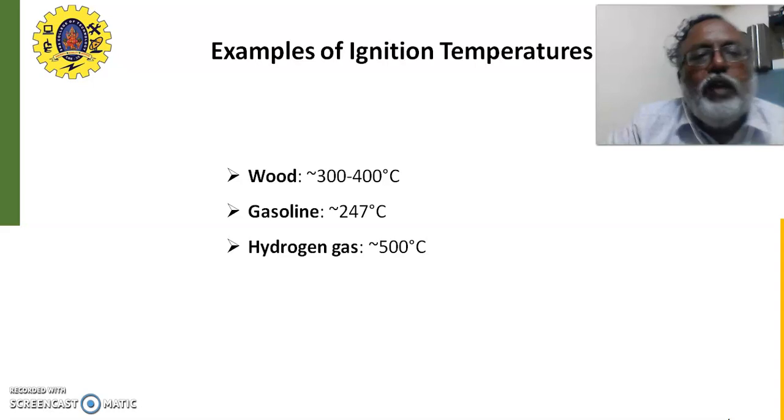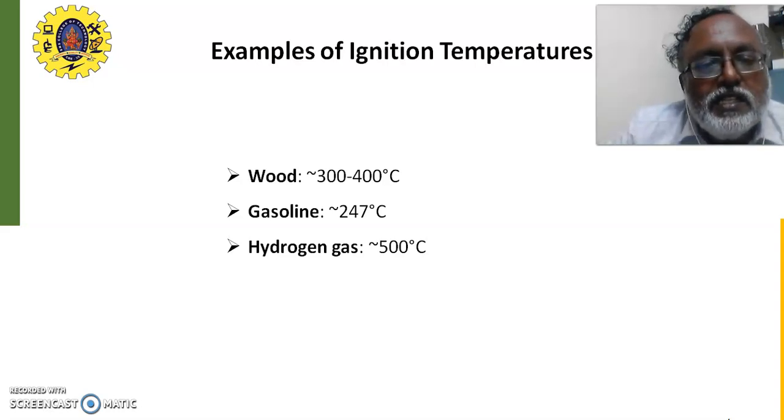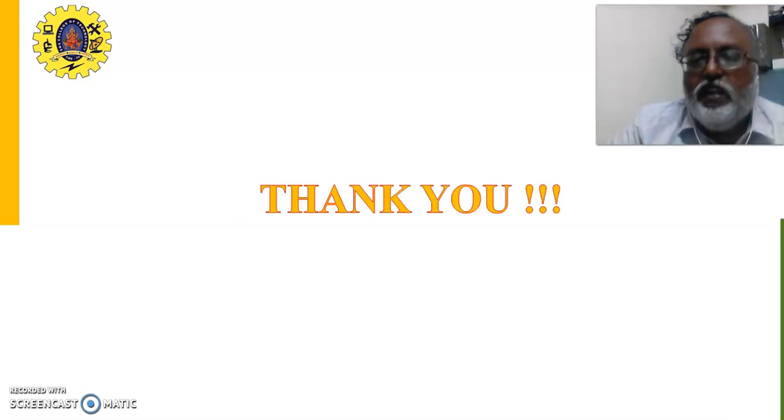For example, wood has 300 to 400 degrees Celsius, gasoline has 247 degrees Celsius, hydrogen gas has 500 degrees Celsius.